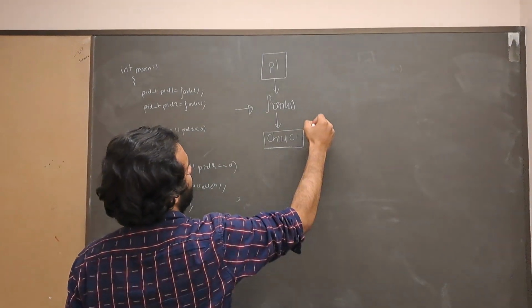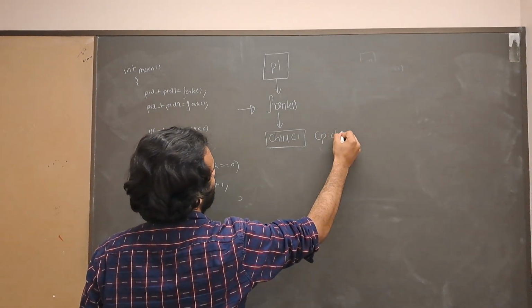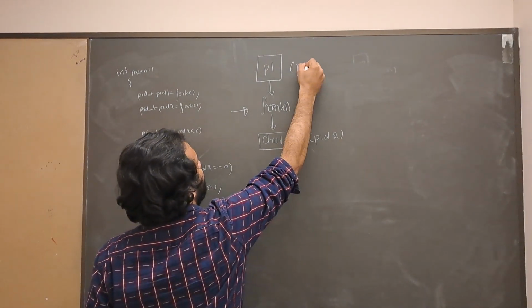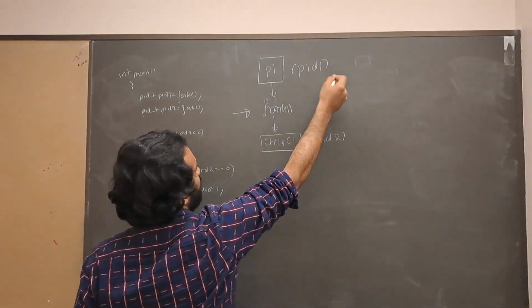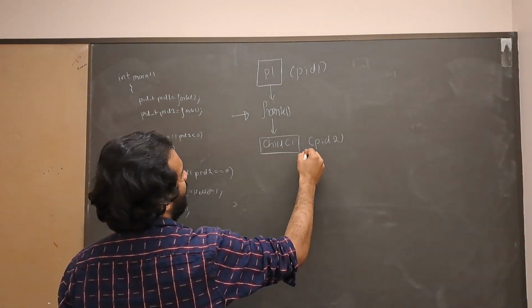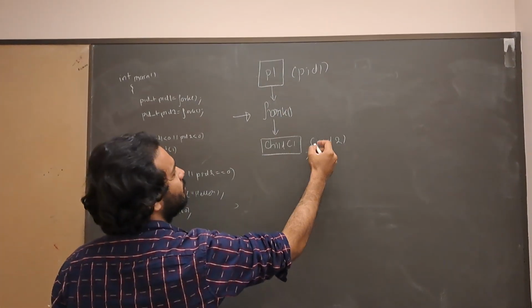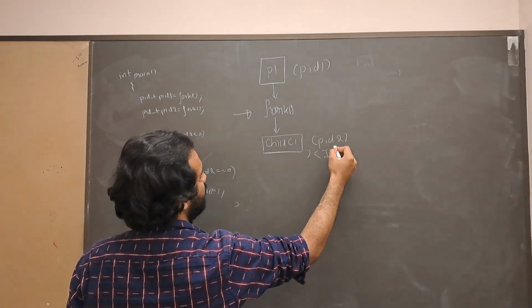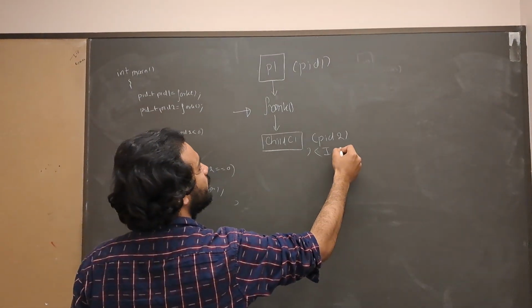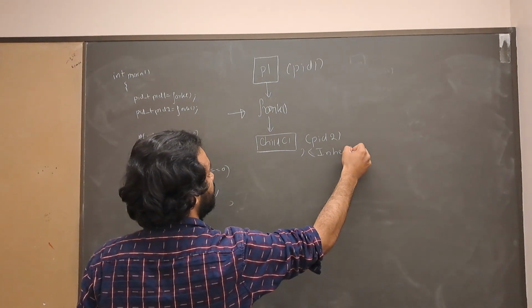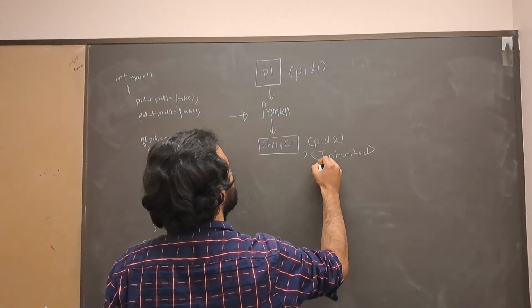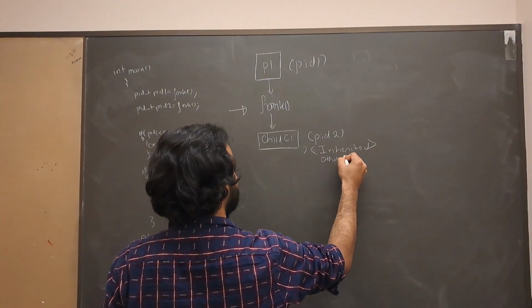In this, the PID of the child will be unique. It will be separate, different from what is given to the parent. Apart from that, everything that is available in the parent, all the parameters, will be inherited by the child, such as file descriptors and other parameters.